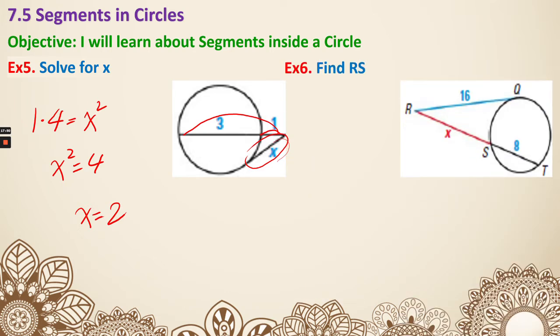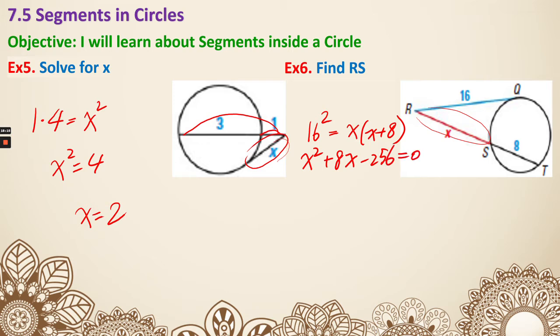Example 6. We have 16, that's just the tangent segment, so 16 squared. Then we have this x, and the whole thing will be x plus 8. So that equals x times x plus 8. And to solve that equation, x squared plus 8x, we're going to subtract 16 squared, so minus 256 equals 0. That equation actually can't be factored.